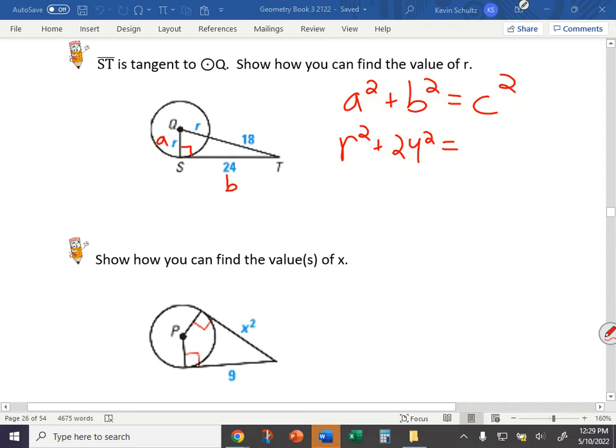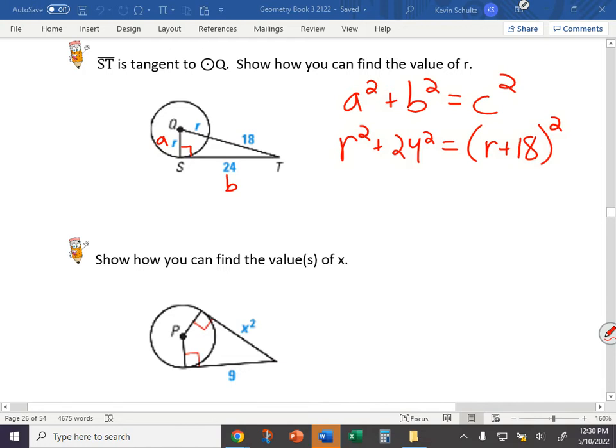How do we represent c? Gino? 18 plus R. There we go. And I'm going to put r plus 18. Typically that variable would come first, but either way is fine. And we're squaring that. We need parentheses around r plus 18 because r plus 18 is the whole side, and we square the whole side in the Pythagorean theorem, not just a part of it.